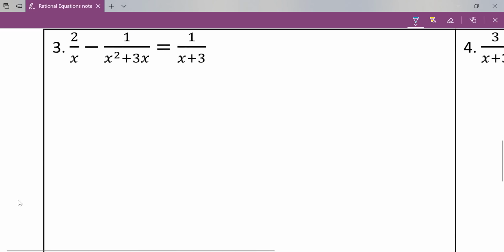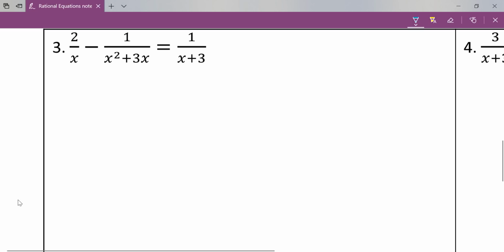We have 2 over x minus 1 over x squared plus 3x is equal to 1 over x plus 3. And so again, we're going to look at each of these and say, well, where's my highest degree polynomial on bottom? And it's going to be this one. And so once we've identified it, we know that we're going to be multiplying everything by this, in order to eliminate this highest degree polynomial on bottom.